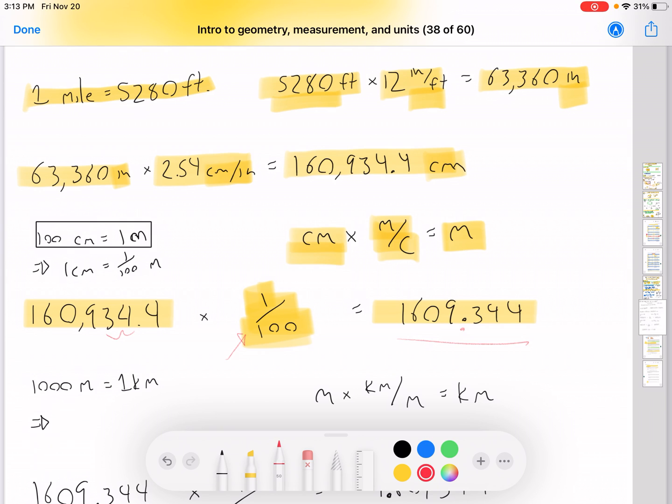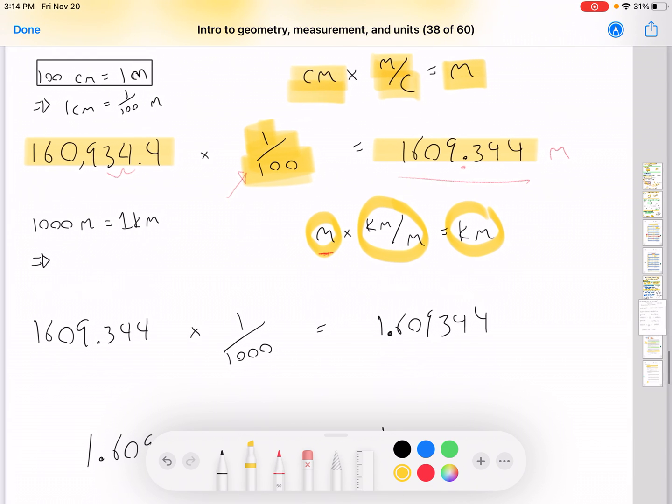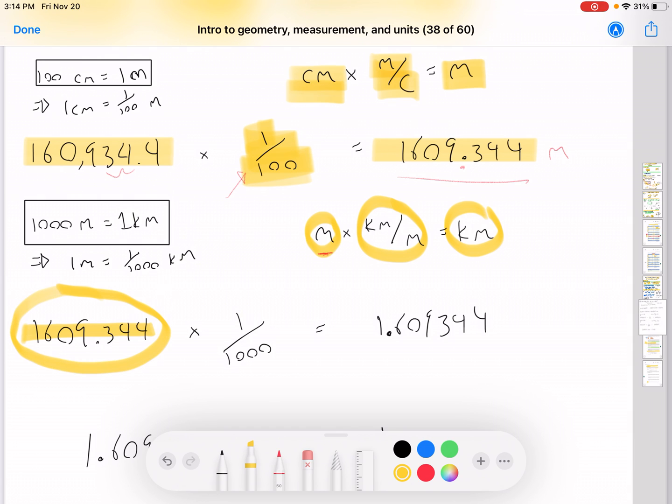So again, this should now be in meters, and we're trying to get to kilometers. So if I do meters times kilometers per meter, that will equal kilometers. And so I've already got the meters, and I need to multiply by kilometers per meter, but I know that there's 1,000 meters in a kilometer, but I need kilometers per meter, so that would say that 1 meter is equal to 1 over 1,000 kilometers. So meters times kilometers per meter equals kilometers.